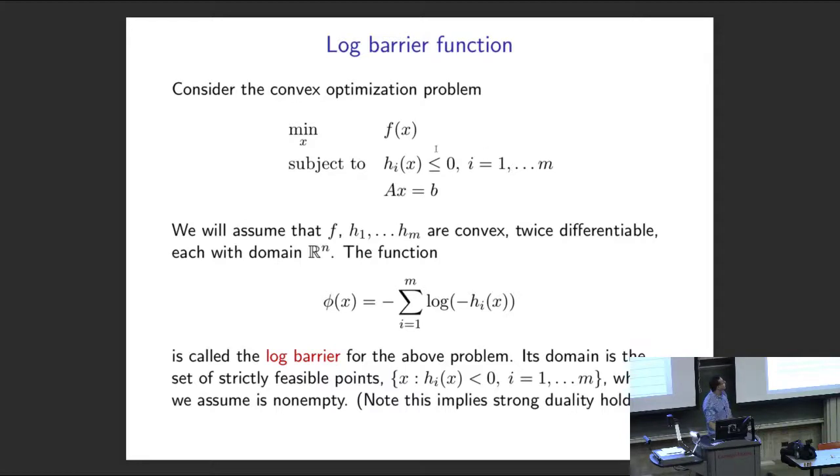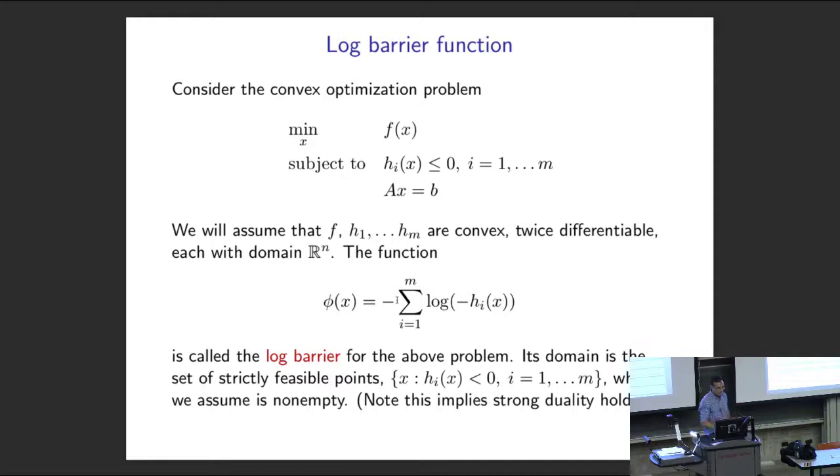So associated with this problem, we can define a function phi that we call the log barrier. The log barrier is defined as the negative sum of the log of negative h_i of x. So I take all of the inequality constraint functions, I negate them because for feasible points they should be negative, and so I have to negate them to pass them to log. Otherwise, this wouldn't make sense. I add them all up, and I take the negative. And I'm going to motivate this in just one slide, so we'll see where this comes from.